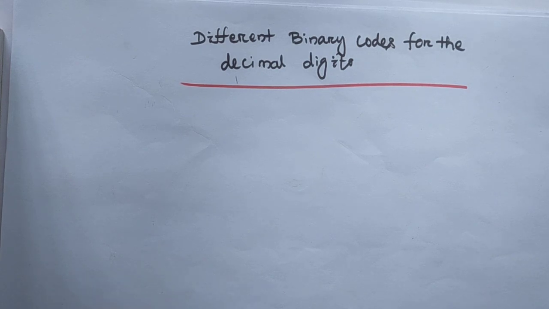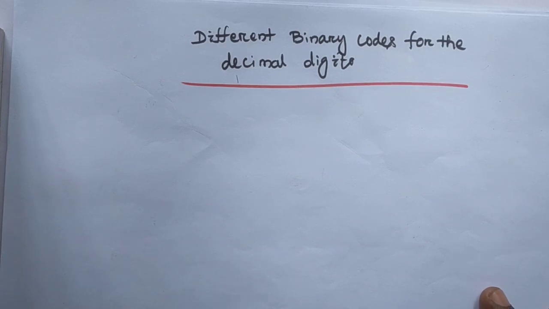But today we will discuss different forms of binary codes, which are generated from binary numbers but are different from them. Binary codes and binary numbers are different from decimal digits. We'll discuss one after another. Before discussing different categories of binary codes, first let's see what a binary code is.